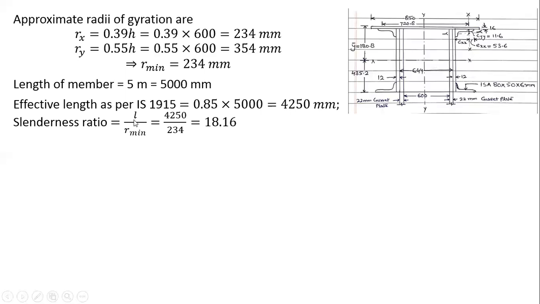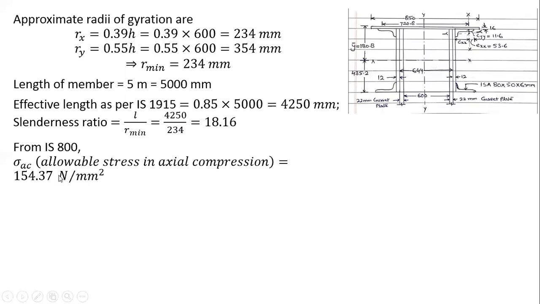Next, I have to calculate the slenderness ratio, L by R. So this is my L and R is 234. So this is 18.16. Now corresponding to this L by R, I have to choose the permissible stress in axial compression. Okay. So this is sigma AC, that is the allowable stress in axial compression from the table which I just showed you in the previous slide. It is 154.34 MPa.